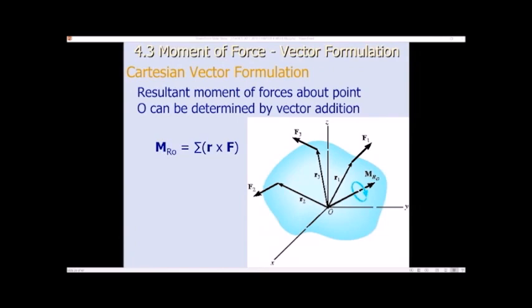If a body is acted upon by a system of forces, which are F1, F2, and F3, the resultant moment of the forces about point O can be determined by vector addition resulting from the successive application. This resultant can be written symbolically as the moment about O equals the summation of position vector r cross product with F.